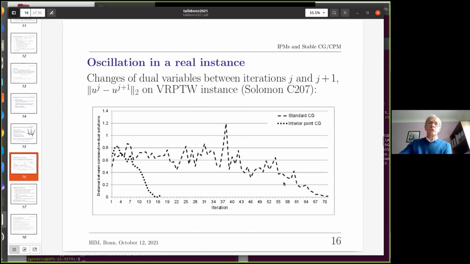What we measure in this picture is the jumps of the dual variables, the norm of dual variables between iterations of the restricted master problem. And as you can see, with the standard column generation, there are many more iterations required, 70 something, 71. With interior point, just 17 iterations were needed to generate all the necessary information and find the optimal solution. But also the changes of dual variables were much better controlled. They behaved much more smoothly. There were no long periods of jumps.